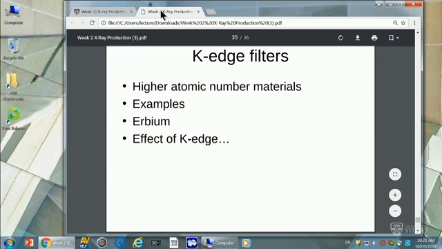Now, let's just explain how the K-edge filters work. The first thing to note about K-edge filters is that they are higher atomic number materials. One such material is erbium. I can't remember the atomic number of it. Does anyone know the atomic number of erbium? Yeah. What is it? 68. Well done, 68. And it has a K-edge of 57.5 keV.